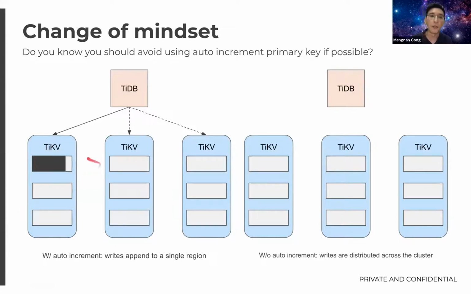Okay, so which means the traffic is pretty much centralized. But on the right, if you have, let's say, a random primary key, then it can distribute the writes in your cluster and to different regions, and it will end up with better performance and a higher throughput for sure. So this is all because of the distributed nature of TiDB, which makes it very different. So the change of mindset is actually quite needed in this.